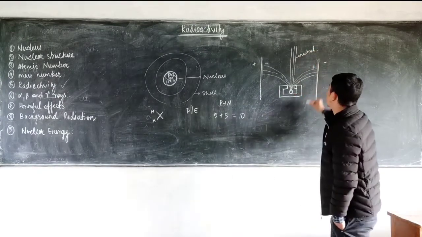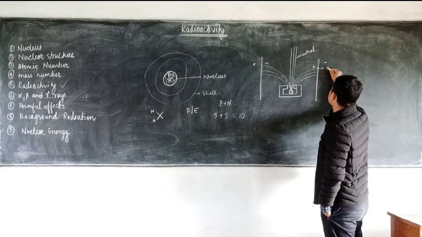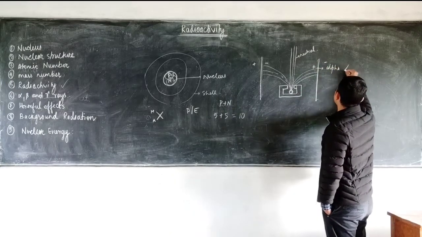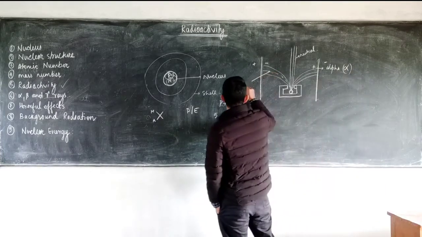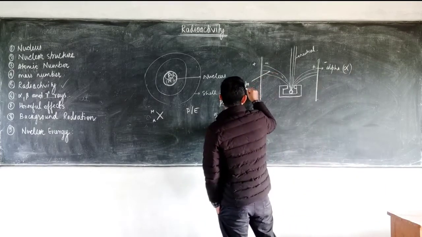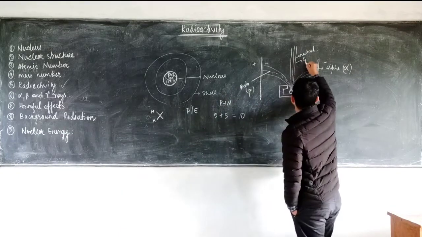The positive particles are known as the alpha particles, generally represented by the symbol alpha. The negative ones are known as the beta particles, given by the symbol beta, and the neutral ones are known as the gamma rays.